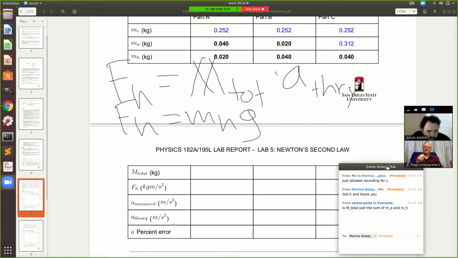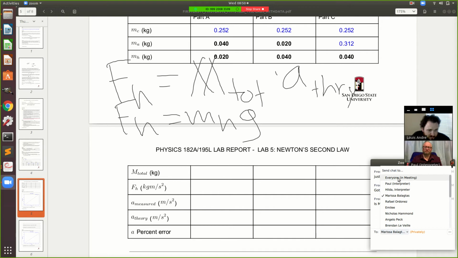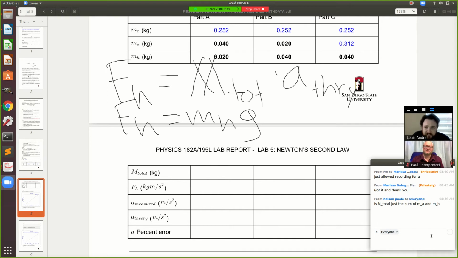So if you've got any questions on here. M total is the sum of MC, MA, and MH. It's the mass of the cart, that's what MC is, plus mass added to the cart. That's why it's called MA. It's mass added, I guess. And then MH is the hanger. So.